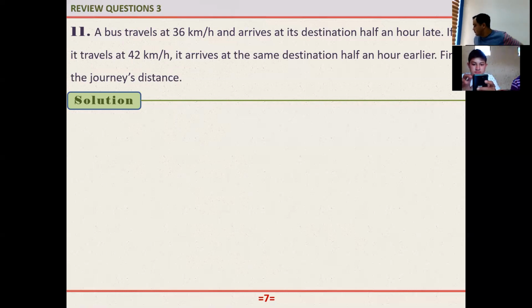If it travels... If it travels... Want to learn English?